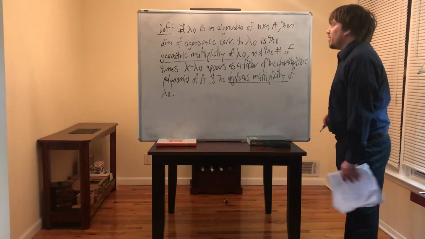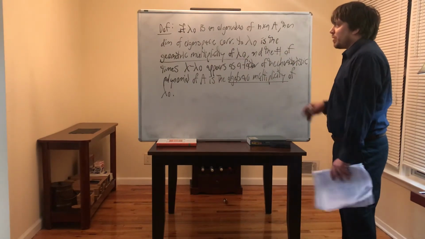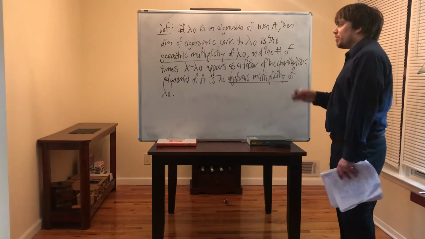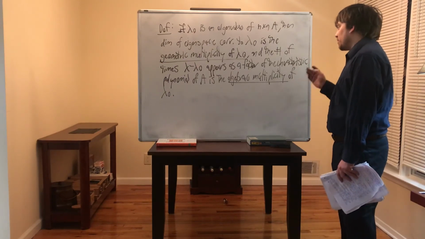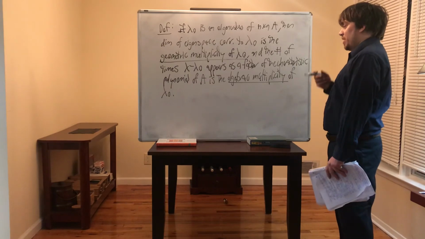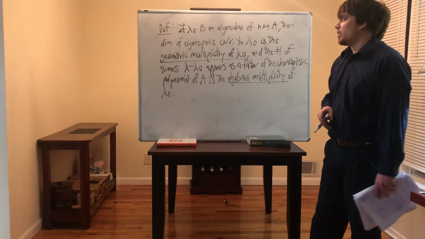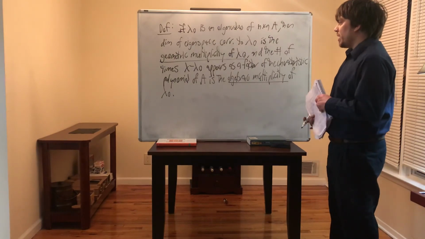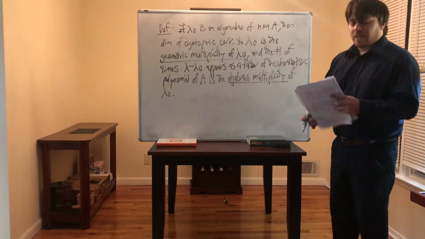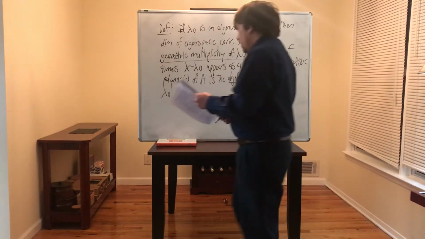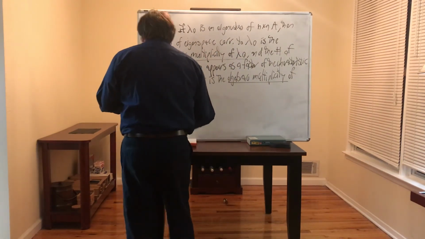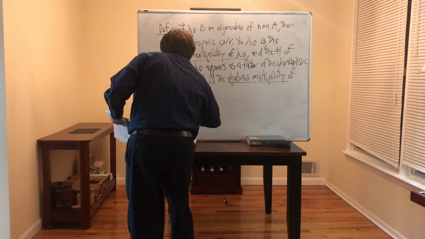So if lambda naught is an eigenvalue of n by n A, then the dimension of the eigenspace corresponding to lambda naught is the geometric multiplicity of lambda naught. And the number of times lambda minus lambda naught appears as a factor of the characteristic polynomial of A is the algebraic multiplicity of lambda naught. Okay, so that's the definition of geometric multiplicity of an eigenvalue and the algebraic multiplicity of an eigenvalue. And then the last thing in this section, 5.2, is Theorem 5.2.4.